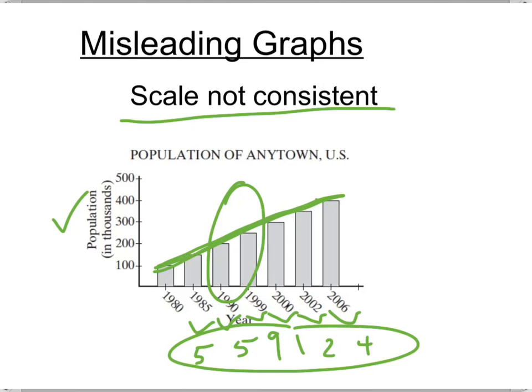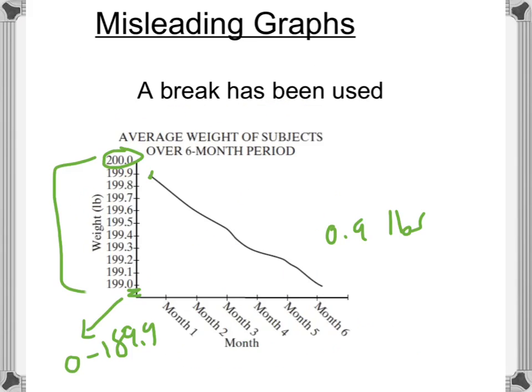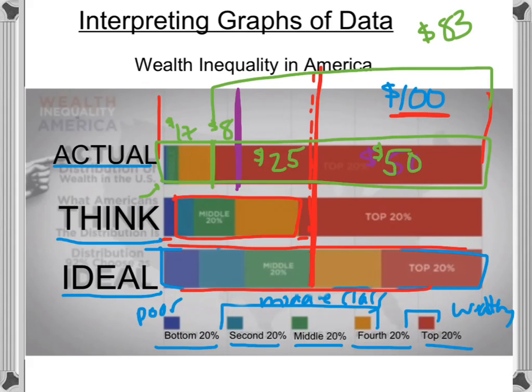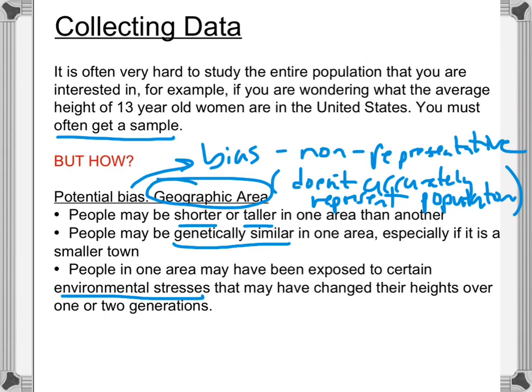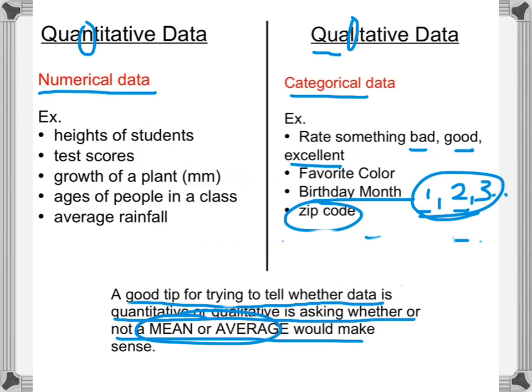Okay, so that's the end of the lesson today. We talked about things that might be misleading in graphs. We talked about how to interpret graphs of data. We talked about a representative sample and biases, and how we can collect data. And the difference between quantitative and qualitative data.